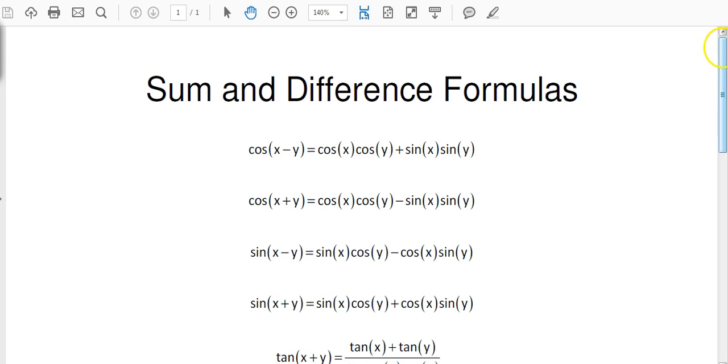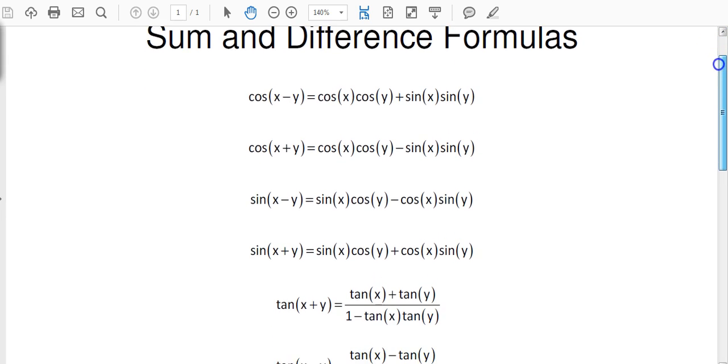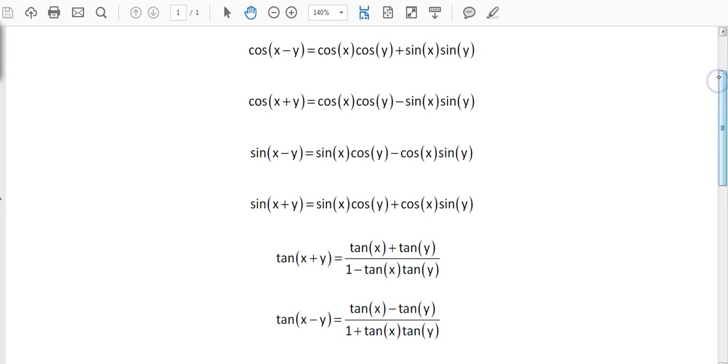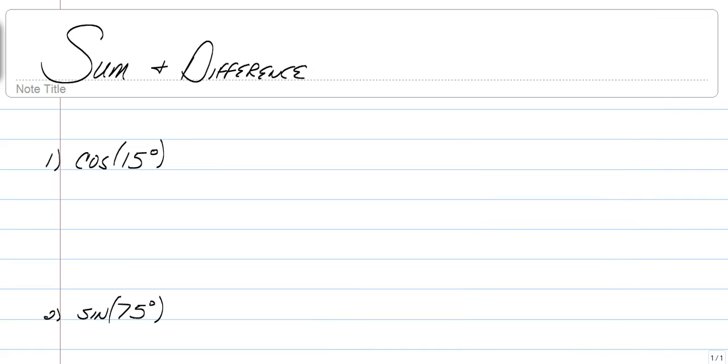In this video we are going to cover our sum and difference formulas. So you should have your note sheet that was provided to you with all of your sum, difference, and even double angle formulas. For this video we're just going to use sum and difference, and we're going to do another video on the double angle formulas. So make sure you have this sheet handy for this lesson.